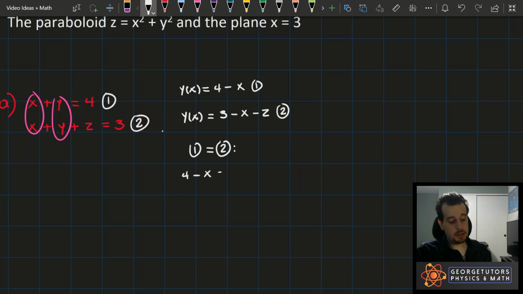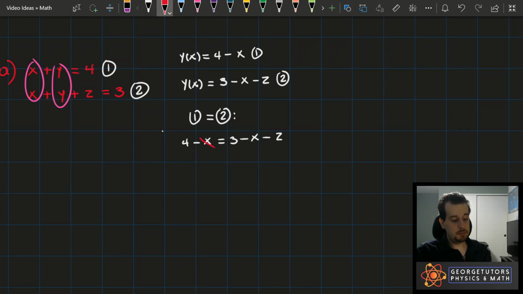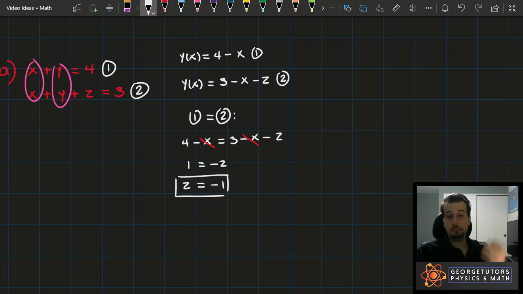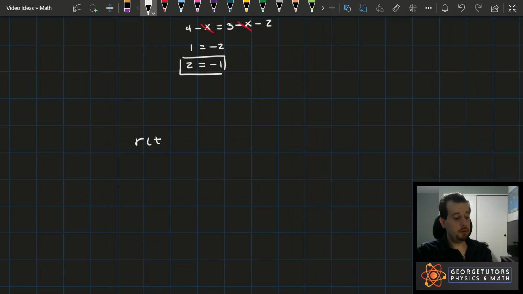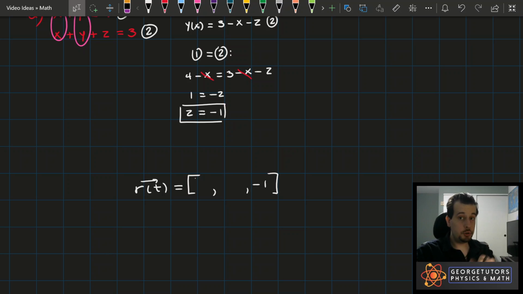That will leave me with 4 minus x equals 3 minus x minus z. And then over here, I can kill the x's immediately. And then over here, we have essentially 4 minus 3. So 1 equals negative z, or z is equal to negative 1. And that is one of our 3 parameters right now. We have to fill in what x, y, and z are going to be in our final answer over here, if you recall. So we have here 3 components that we're waiting for to go into this. And we just found that the third one is going to be negative 1. Very good. What are the other two?